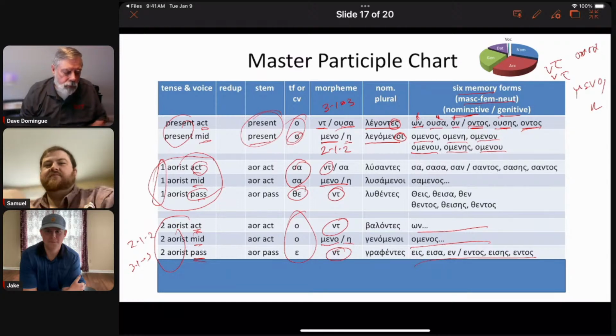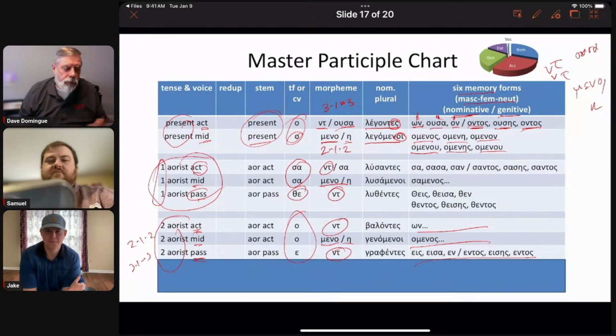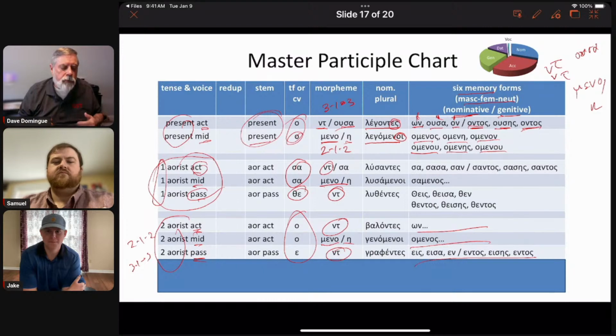And then the other thing is, was there a tense stem? If there is a tense stem and it's a theta eta, it's an aorist passive: theta eta with a nu tau. Oh, that's an aorist passive, even though it's got the nu tau. It's using a 3-1-3 declension. So those are the clues. If I work from the outside in and remember those pieces, it makes sense. It comes together. Okay, do you want to try it again, Jake?